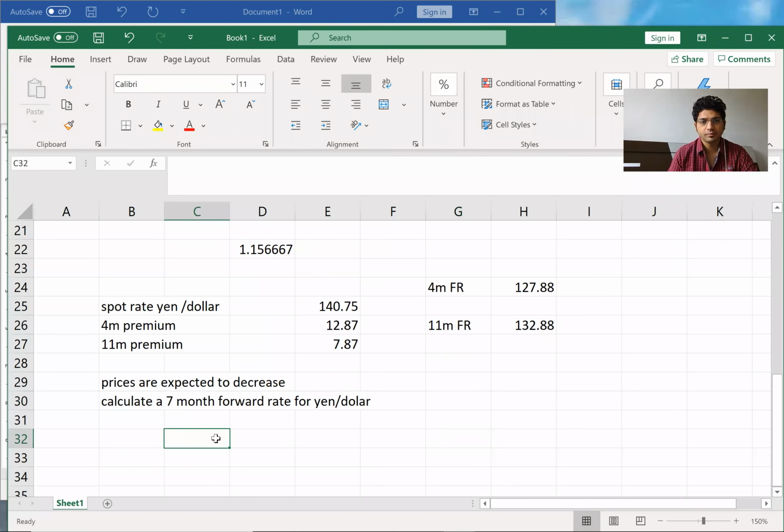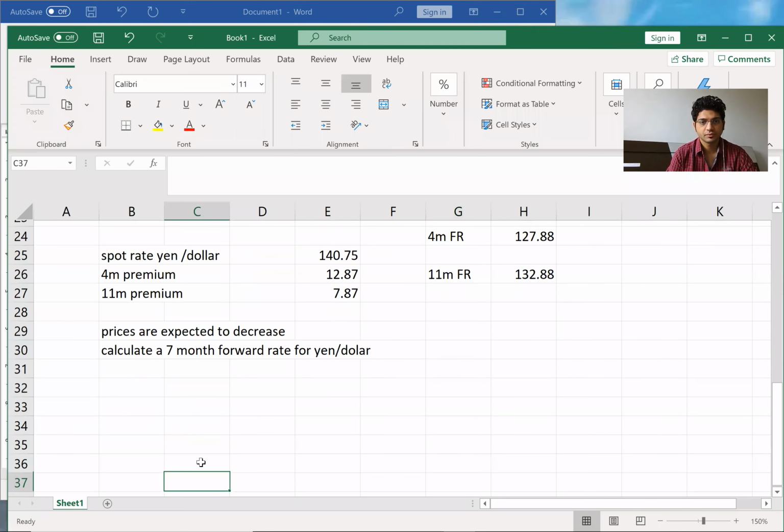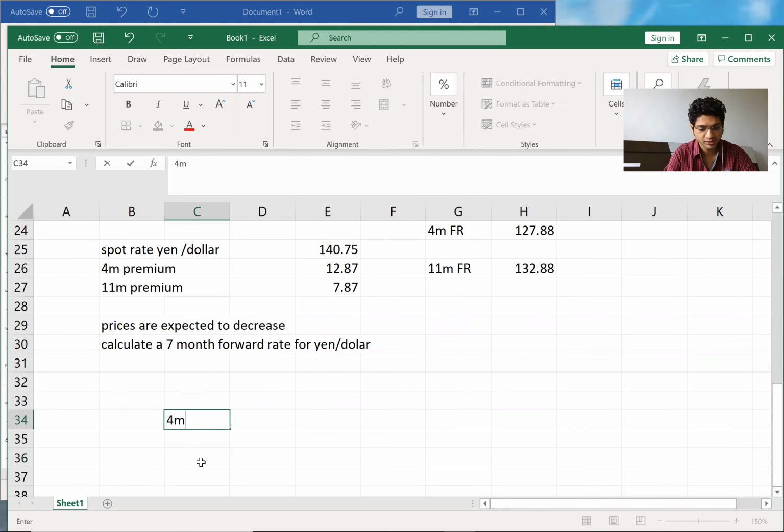So calculate then. Let us see. So we have got a 4-month forward rate. How much is that? 127.88.